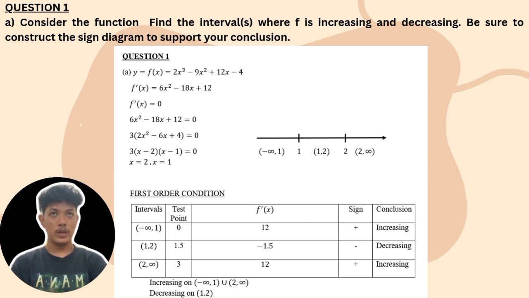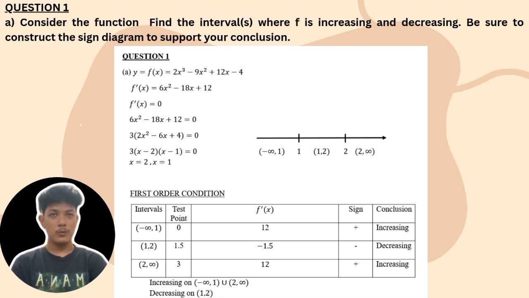In this problem, we are given a cubic function and our goal is to identify the interval where the function is increasing or decreasing using a sign diagram. Given f(x) equals 2x cubed minus 9x squared plus 12x minus 4. The first step is to find the first derivative, f'(x). This tells us the slope of the function. By applying the power rule of derivative, we get f'(x) equals 6x squared minus 18x plus 12.